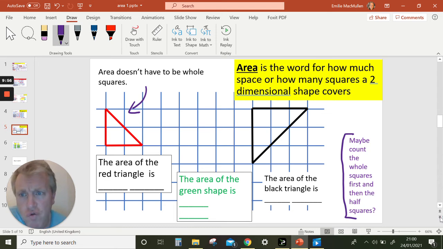So let's look at this red triangle. Inside it, there's one whole square, there's half here and half here, half a square and half a square. Well, the half and the half is 1, and the other one, which is a whole, so 2 wholes. The area of the red triangle is 2 squares.